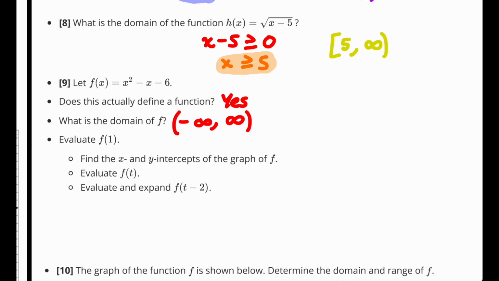All right, the next thing, evaluate f of 1. So we're going to plug 1 into this equation here, which means you're going to get 1 squared minus 1, which is 0, minus 6 is negative 6. So that's going to be negative 6 for f of 1.